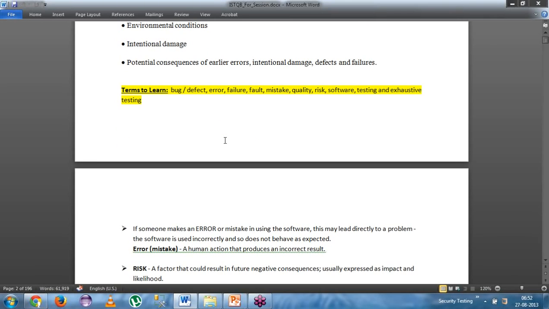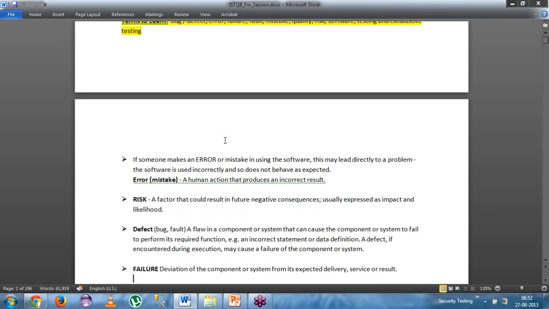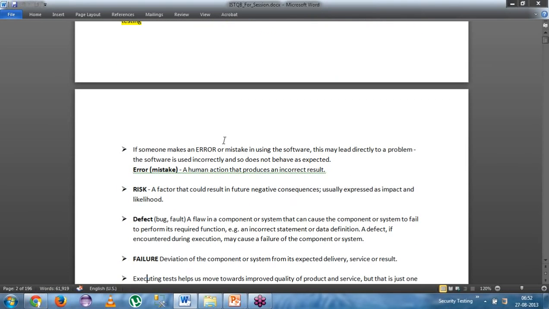And all these other relevant concepts. Fine. What is an error? If someone makes an error, how can we put it very simply? Assume that your software engineer or your developer has done something incorrectly. So a mistake or an error in the software which may lead to a problem.